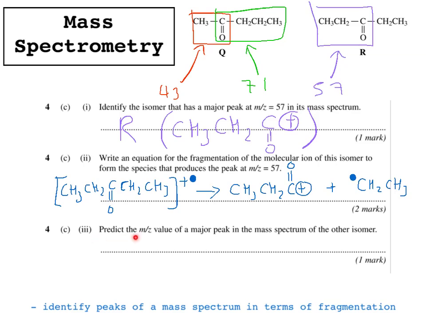The next question says, predict the m/z value of a major peak in the mass spectrum of the other isomer. Notice it says a major peak, not the major peak. So there's a number of different values you could put, and I would suggest either 71 or 43 from your working from before. So you could have 43 or 71. I've put that in, and I'll write that out again so you can read it. And those correspond to the two acylium ions that Q would create.